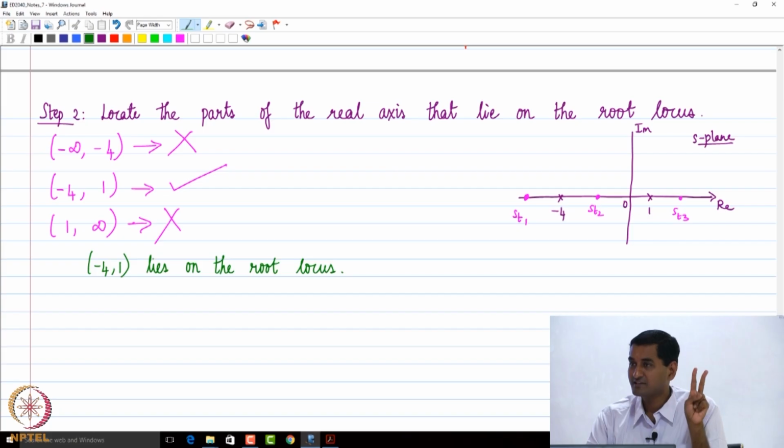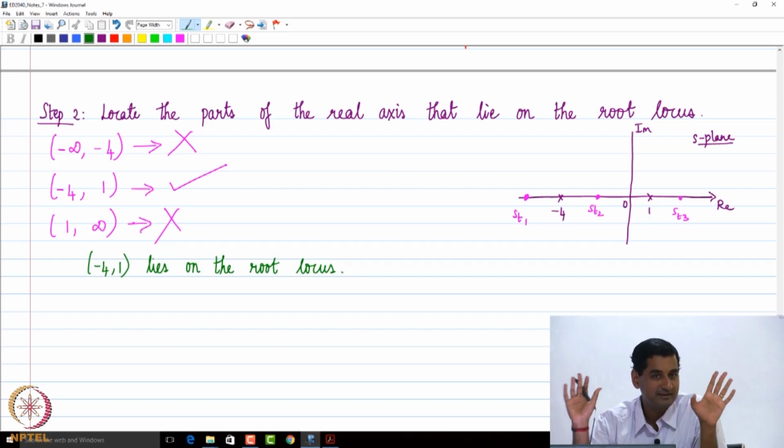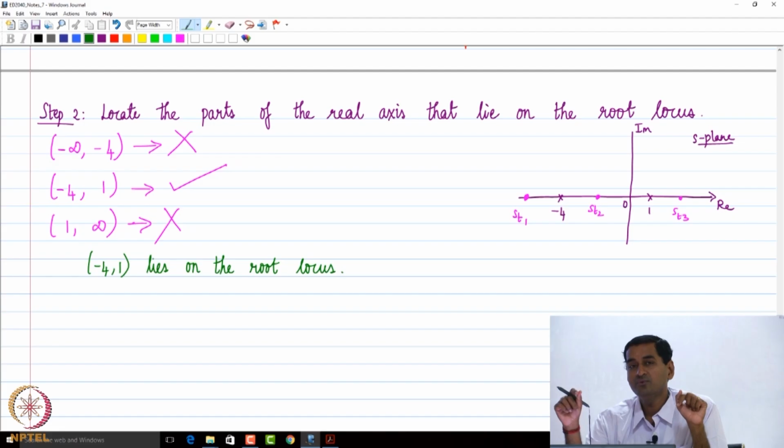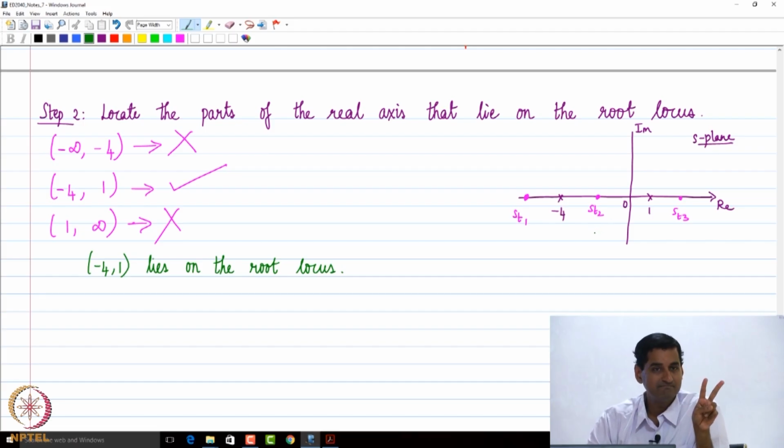Please remember the condition, right. You take a test point on the real axis, look towards the right of the test point on the real axis. Consider only the real axis, okay, not the complex plane entirely, right. Now you count the number of real open loop poles and real open loop zeros to the right of this test point, right. How many do we get? 2. Is that odd? No, that's why we can eliminate, right.